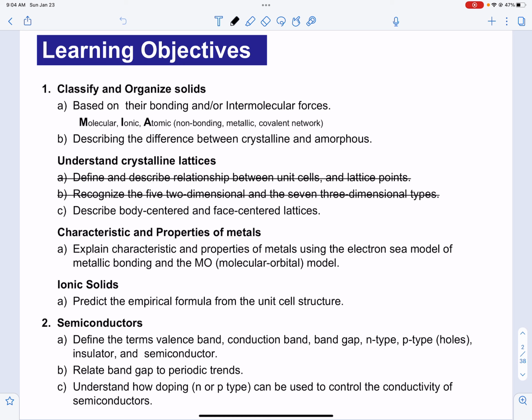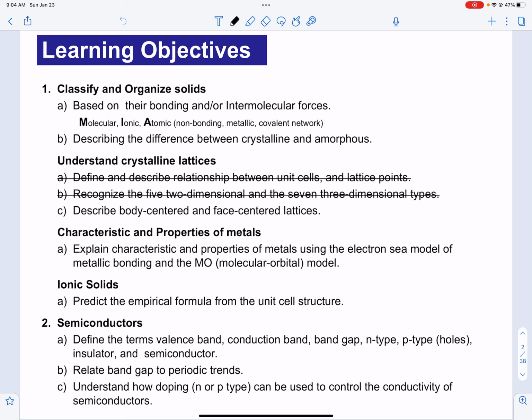From there, we will move to our second objective, which is semiconductors. And we're going to see how to understand this. This is basically what drives our current technologies. So this is very important to understand. And we're going to talk about the valence band, the conduction band, the band gap, and the conductors that are going to be N-type or P-type.